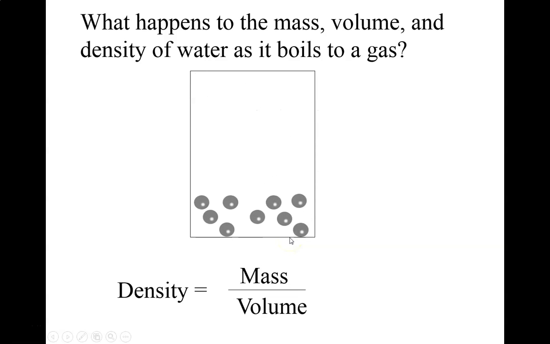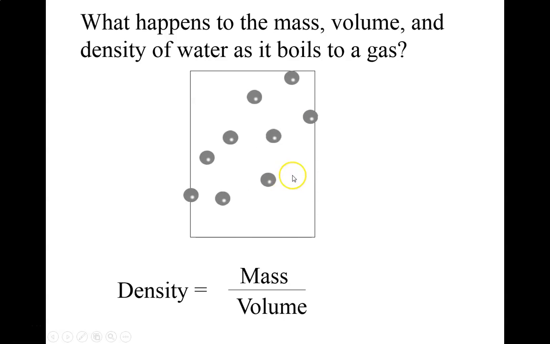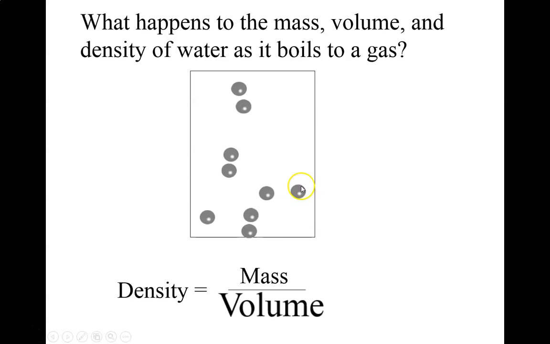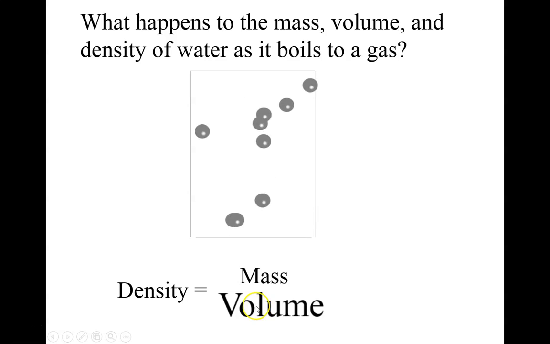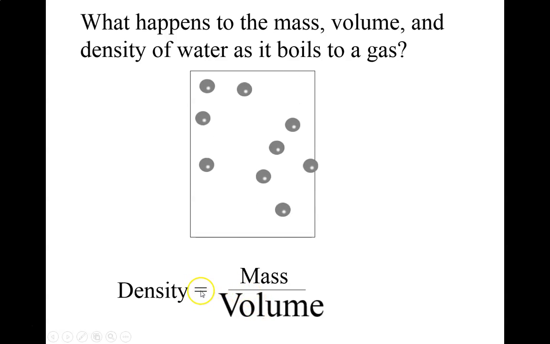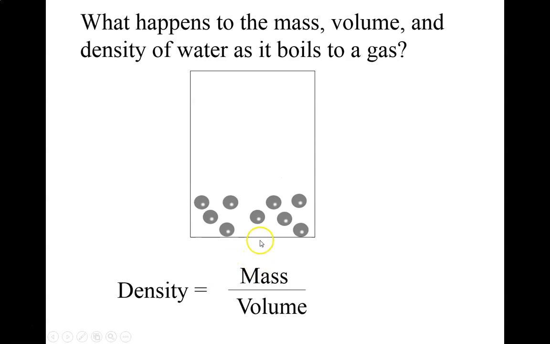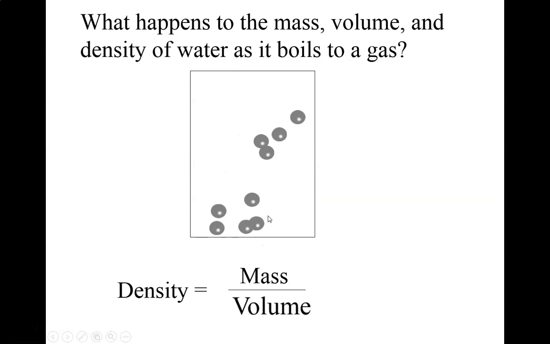What happened to the volume of the water? Well, it was only this volume down here, and now it's the whole volume of the container. So it gained volume. So what happened to my density? If mass stays the same and volume goes up, mathematically my density goes down. Or you can think about what happened to the compactness of my atoms. Here they were more compact. Now they're less compact. So my density decreased.